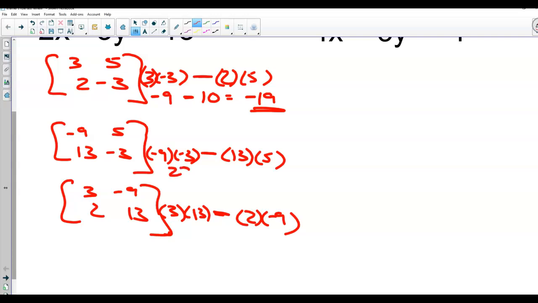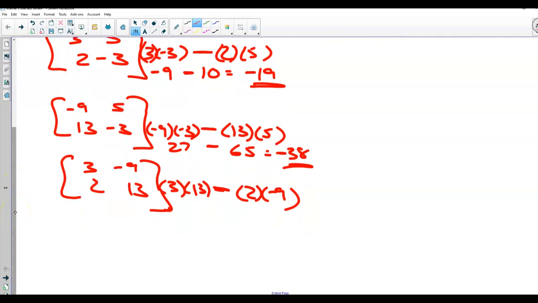Negative 9 times negative 3 is 27. 27 minus 65 is going to be a negative 38. And then finally, 3 times 13 is 39, minus a negative 18 is going to be a 57. Those are the three numbers I am working with.